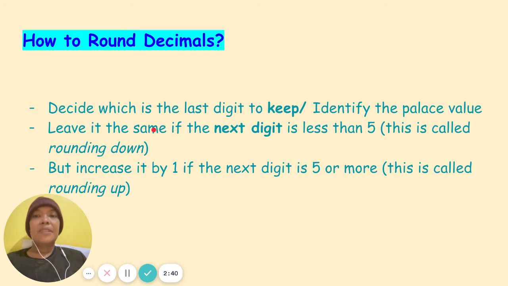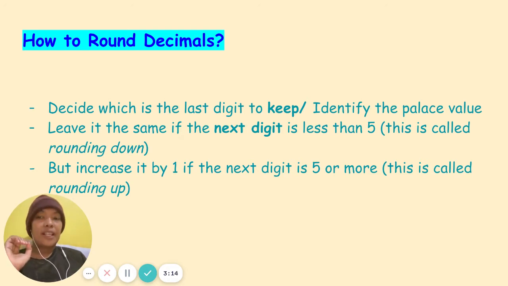So, again, leave it the same if the next digit to the right of your number is less than 5. This is called rounding down. Okay, pag less than 5, what are those numbers less than 5? 0, 1, 2, 3, 4. Yun po yung mga numbers less than 5. So how about 5 or more? So pag 5 or more naman po ay increase by 1 yung number na napili nyo.